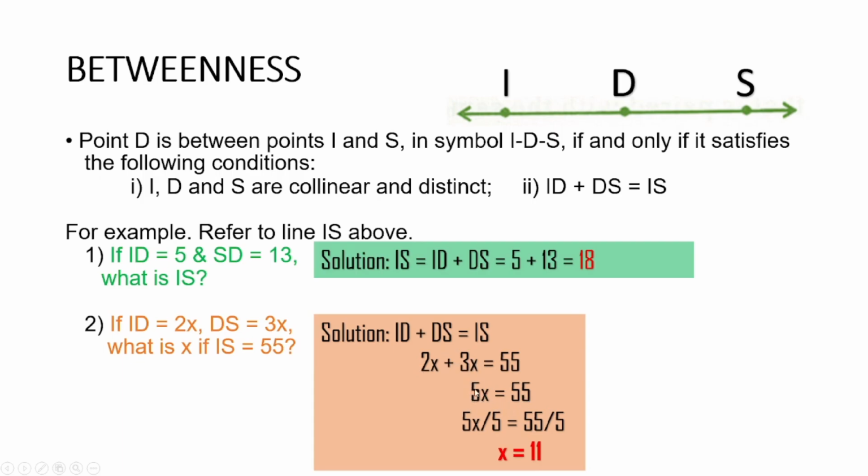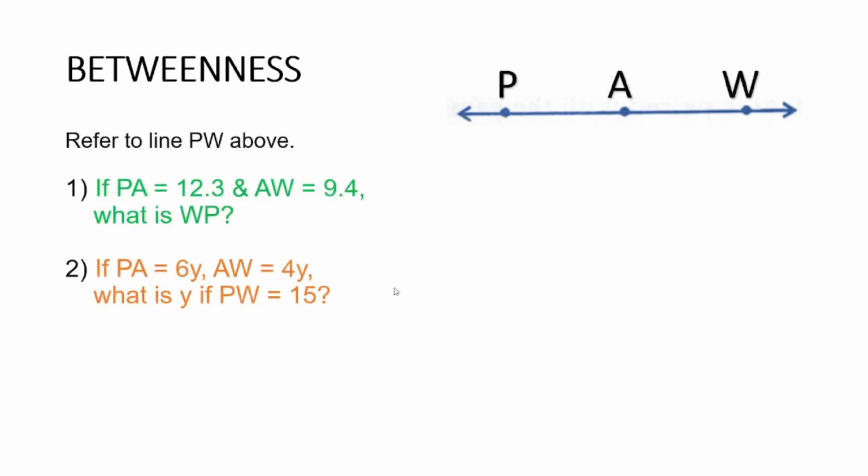And then to get x, we just divide both sides by 5. So 5x divided by 5 cancels to x, and 55 divided by 5 is 11. Hence, our answer for number 2 is that x is equal to 11. So for more examples, you may again pause and answer on your own.